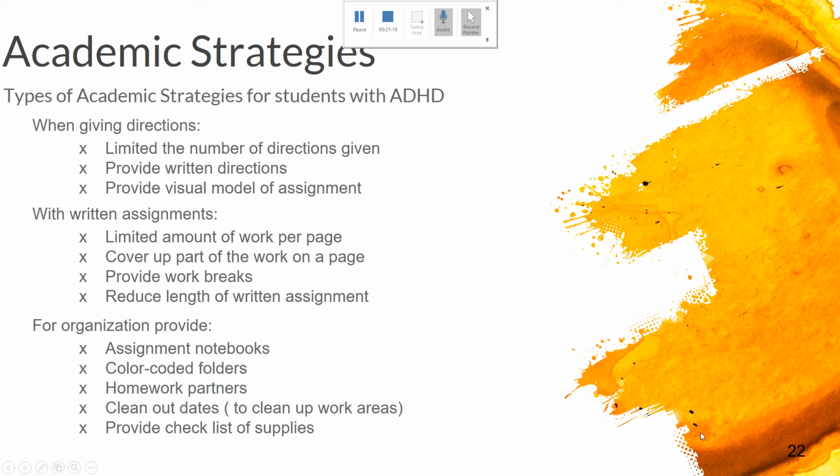For academic strategies with students with ADHD, when giving directions, you could limit the number of directions given, provide written directions, and provide visual models of the assignment. With written assignments, you can limit the amount of paper, limit the amount of work per page, cover up part of the work on the page, provide work breaks, or reduce length of written assignment. For organization, you can provide assignment notebooks, color-coded folders, homework partners, clean-out dates. These are days in which they clean up their work area. And you can also provide them with a checklist of supplies so then they know what they should and should not have.